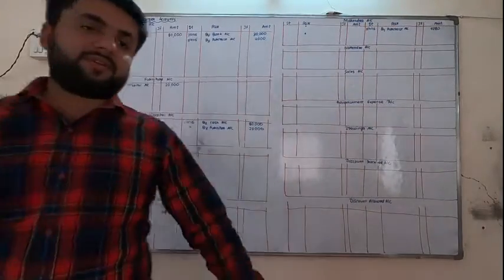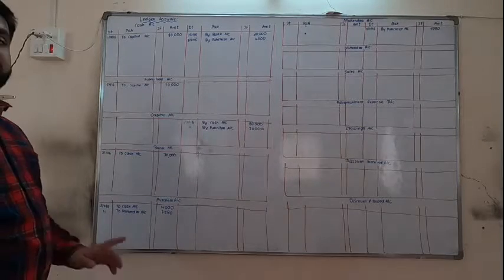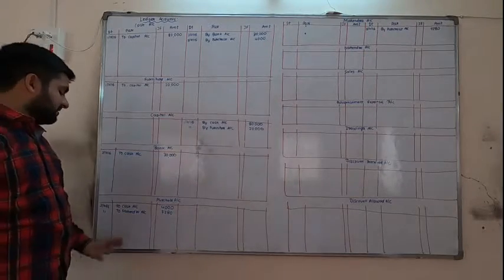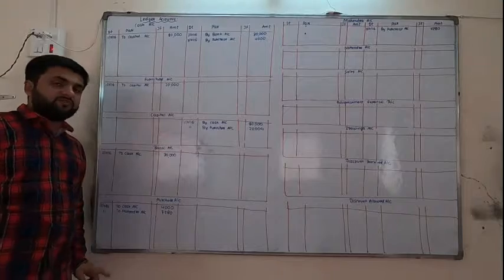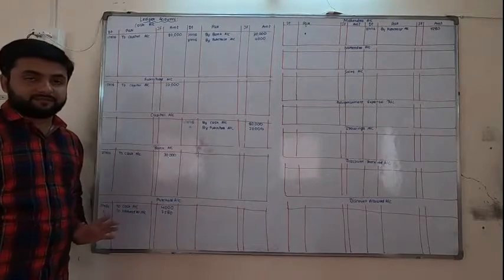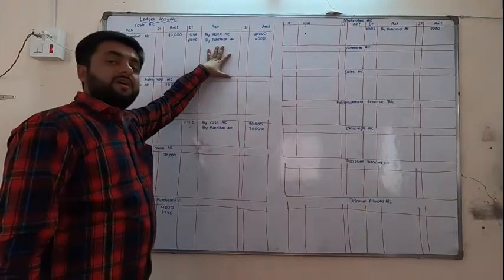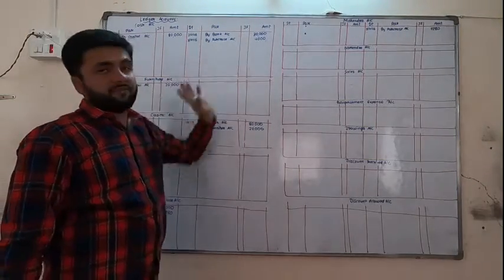So again we are repeating. Purchase account debit to cash to Mahendra. Purchase is debit. So on debit side of purchase, what is written opposite? To cash, to Mahendra. 4,000 and 7,280. So total is 11,280. Now cash is credited. Credit side of cash, what is written opposite? Purchase. So by purchase, amount of cash only.